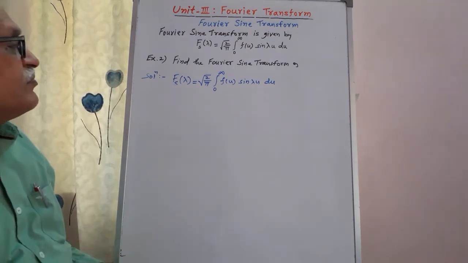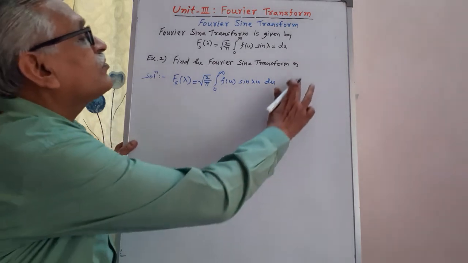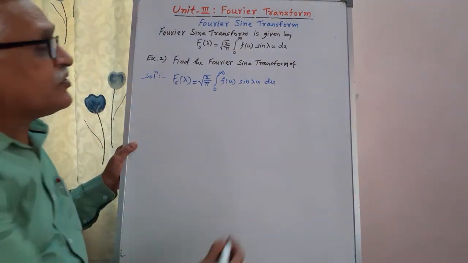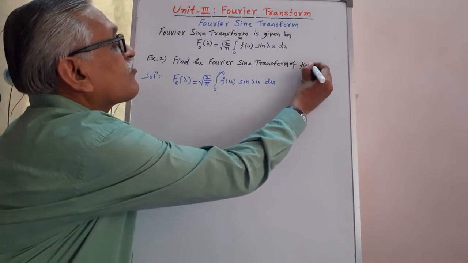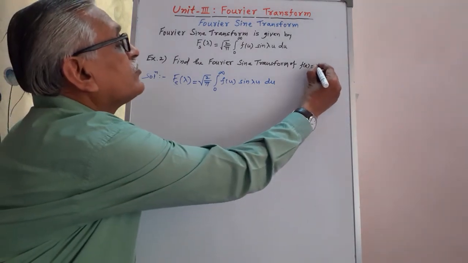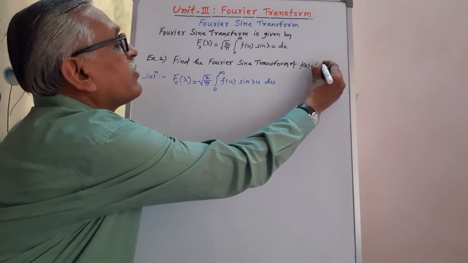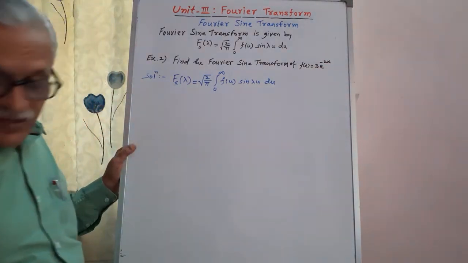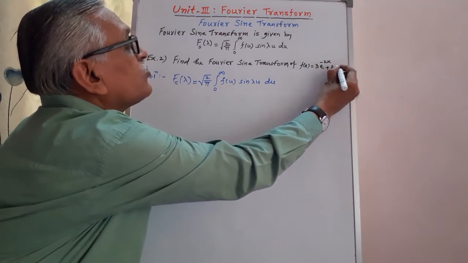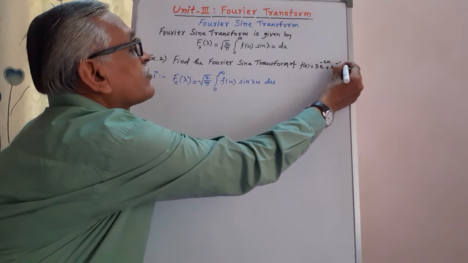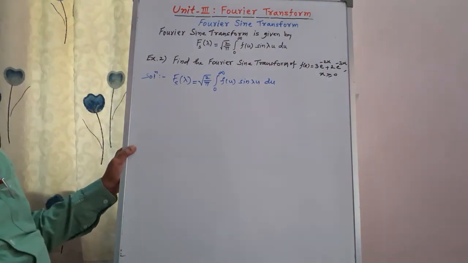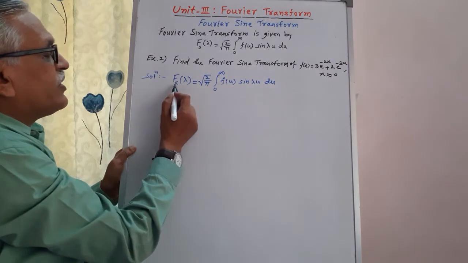Next example: find the Fourier sine transform of the function f(x) equals 3 e raised to minus 2x plus 2 e raised to minus 3x, for the condition x greater than or equal to 0. Once again we are required to find the Fourier sine transform.